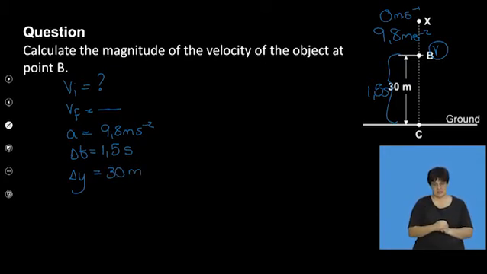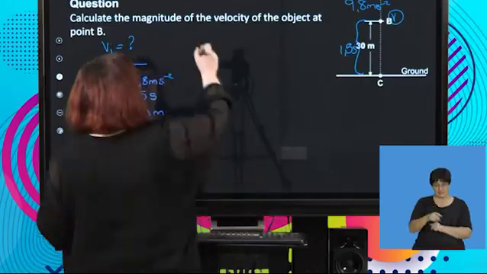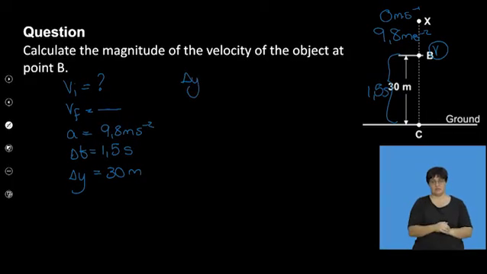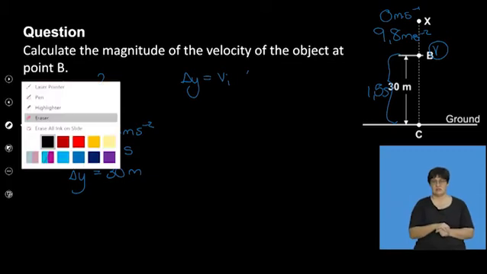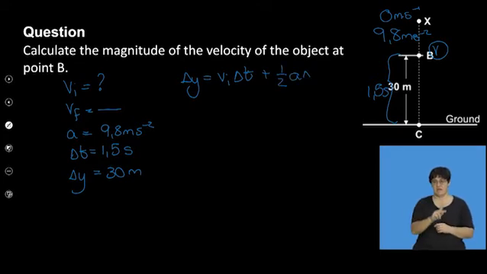I then go through the equations, and I go, which one? I need VI, I need delta y, I need delta t, I know A, it's going to be this one. It's going to be delta y equals VI delta t. I was about to write A. That's nonsense. This is why you look it up on your information sheet, by the way. Plus a half A delta t squared.